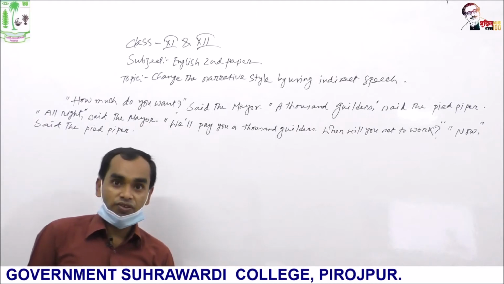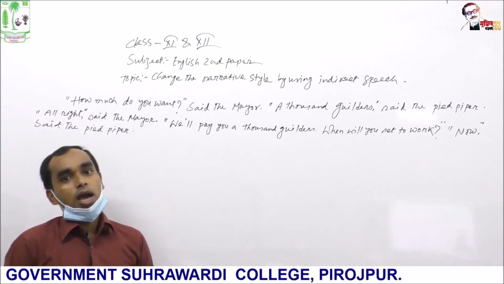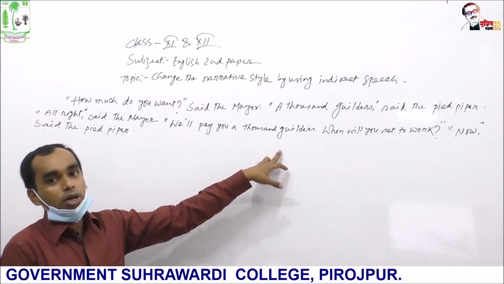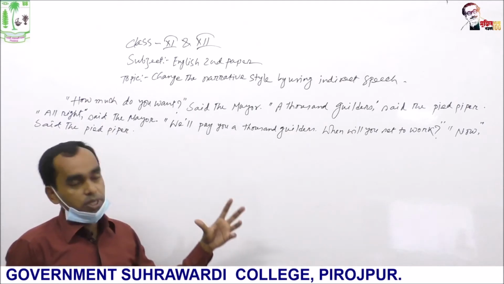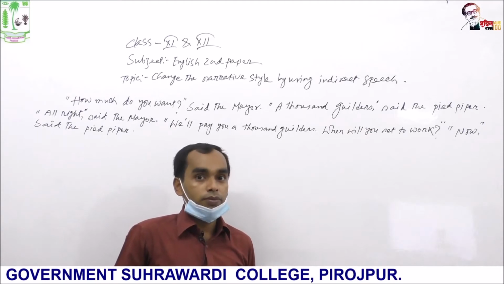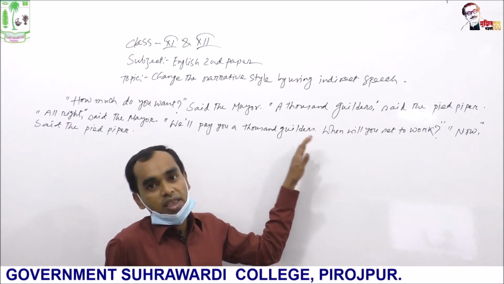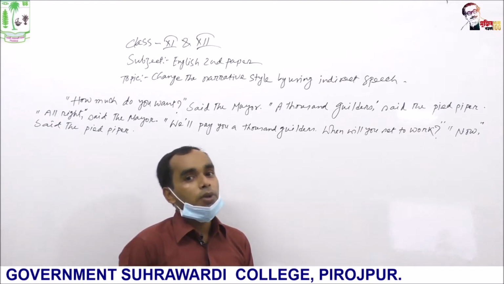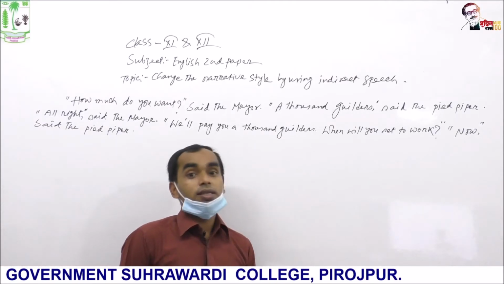At first we have to identify who is speaking, the speaker of every sentence. If you can identify the speakers of every sentence, then it will be very easy for you to change the direct speech into indirect. If you fail to find the speaker of every sentence, then we will face some problems. So you must read the speech again and again and minutely find the real speaker of every sentence.